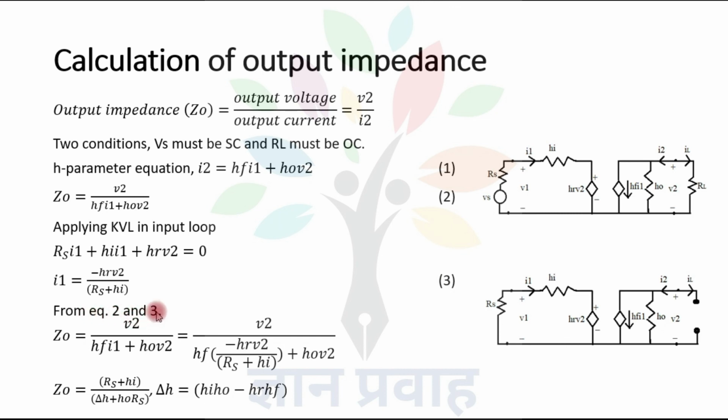From equations 2 and 3, Zo equals V2 upon HF I1 plus HO V2, that is V2 upon HF times minus HR V2 upon RS plus HI, plus HO V2. Now we are simplifying this equation. Zo equals RS plus HI divided by del H plus HO RS, and here del H is HI HO minus HR HF. That is the expression for output impedance.